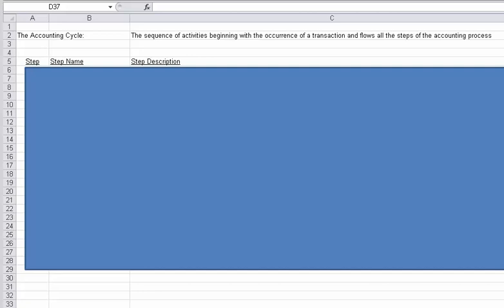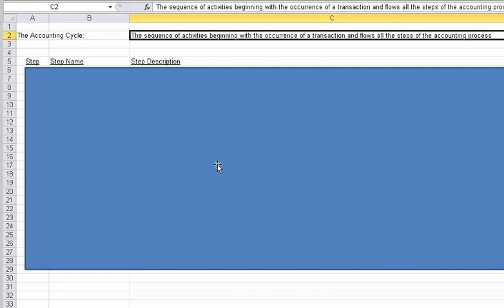Hi everyone. In this presentation we're going to explore the accounting cycle. Alright, well, what is the accounting cycle? Well, it's given right here in cell E2, and I like to use Excel as a nice background since Excel is the accountant's best friend. It's usually the favorite tool of choice.